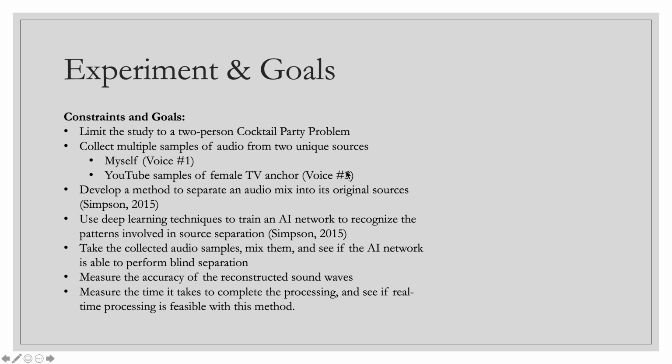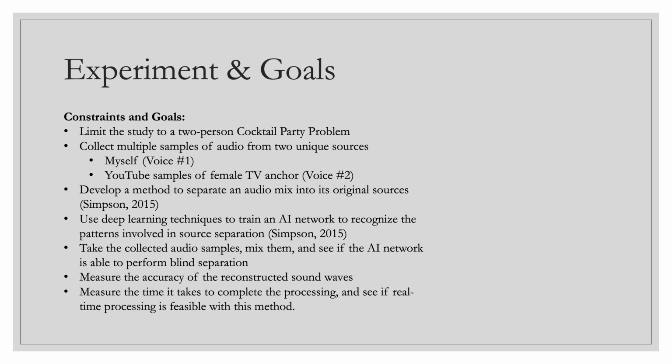And how we're going to do that? Well, first we'll talk about the experiment and the goals. We're going to limit our study to a two-person cocktail party problem. We're going to collect multiple samples of audio from two unique sources. One is going to be audio of myself reading various things. Another is going to be YouTube samples of a female TV anchor. We're going to develop a method to separate a blinded audio mix into its original sources, and then we're going to use deep learning techniques to train an AI network to recognize those patterns.